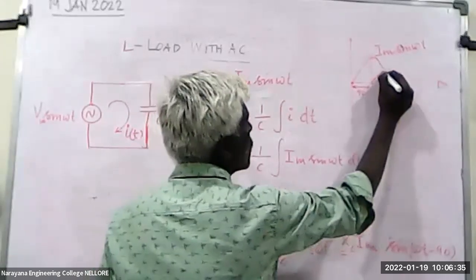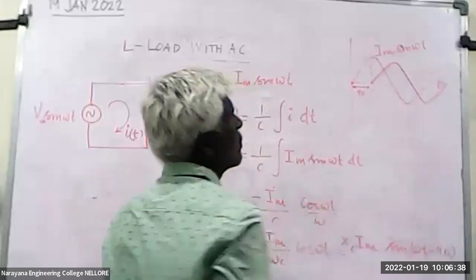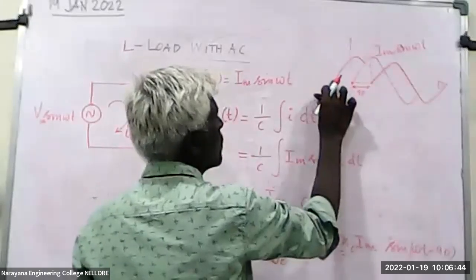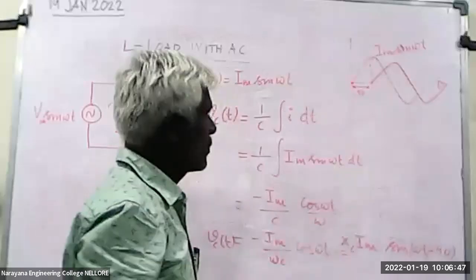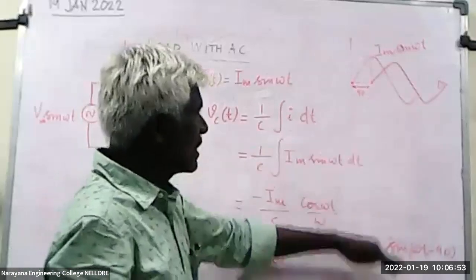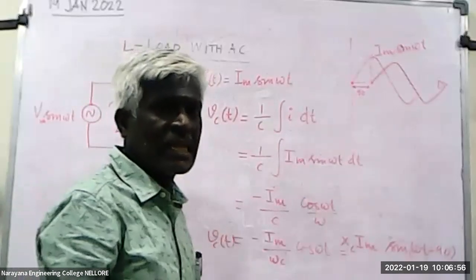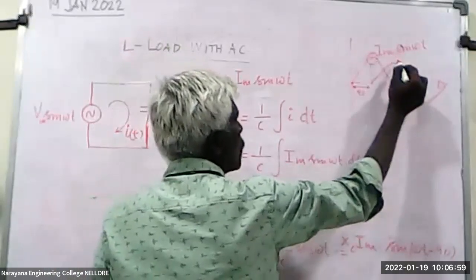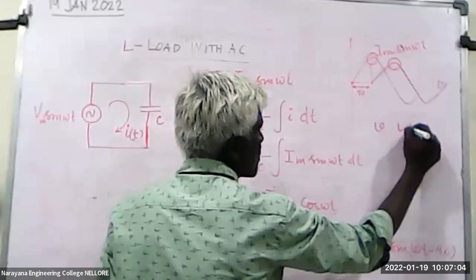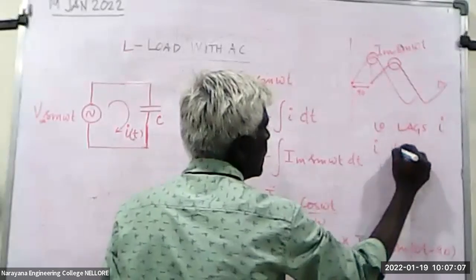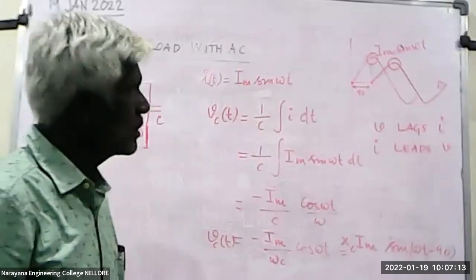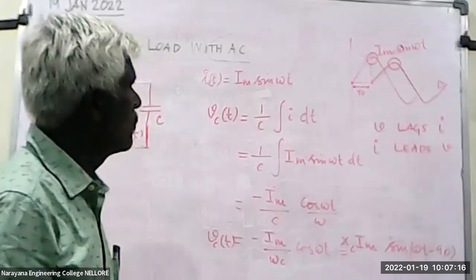I start from here to draw the voltage. In the case of inductance, the voltage leads, but here the voltage lags. So the voltage lags behind the current. So mathematically and graphically, we have seen that in the case of capacitance, the current leads the voltage, or the voltage lags the current. So mathematically also we have seen that. Is that okay?